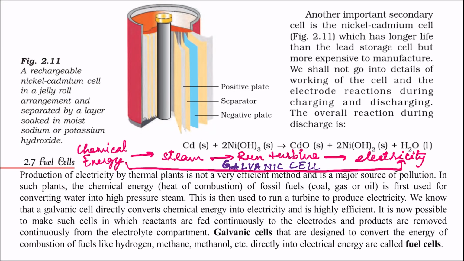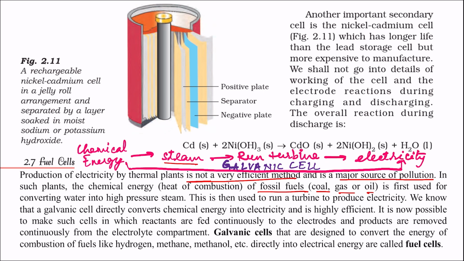Fuel cells. Now, production of electricity by thermal plants is not very efficient because it is a major source of pollution. What happens in such thermal plants is that chemical energy, that is heat of combustion of fossil fuels, is used in converting water into high pressure steam. What are the fossil fuels? Coal, gas or oil. It is used to convert water into high pressure steam.